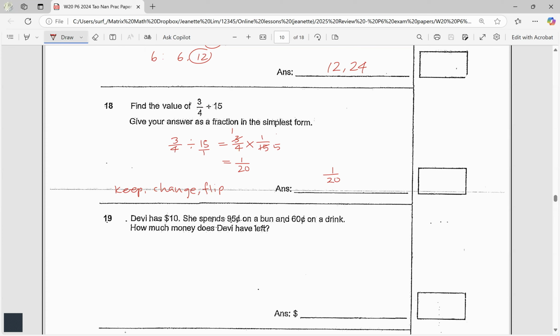Question 19. Devi has $10. She spends 95 cents on a bun and 60 cents on a drink. So how much does she have left? Okay, so you have dollars, you have cents. So what we're going to do is, since the final answer has to be in dollars, let's add up what she spent first, okay? Let's do the addition first in cents before we convert to dollars. So this is 155 cents, which is $1.55.